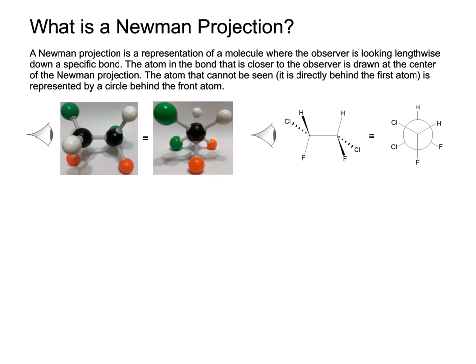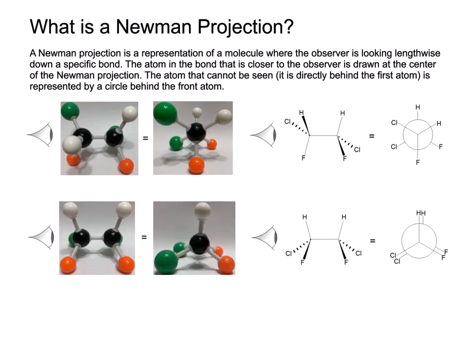We call this conformation staggered because the atoms on the front carbon are rotated 60 degrees from the atoms on the back carbon. We can also draw this molecule eclipsed, and you can see that we have the atoms on both the front and the back carbons. We see that they line up directly with each other, and that is a source of strain for the molecule. And it's really easy to see that strain when we have those atoms lined up on a Newman projection.